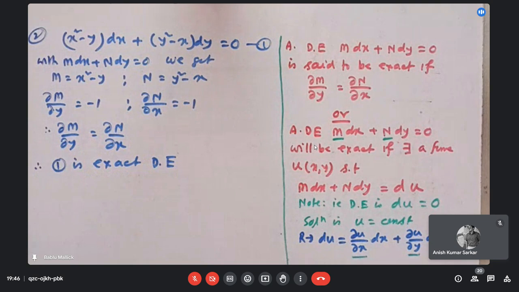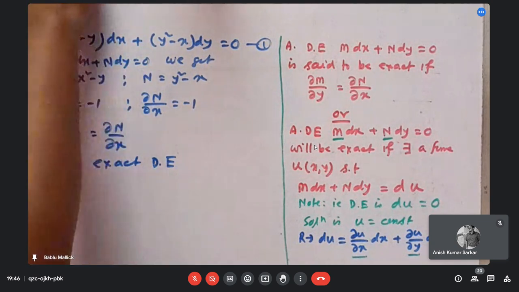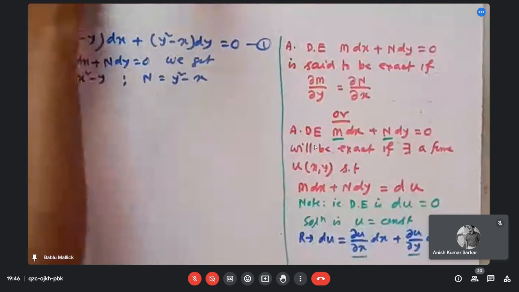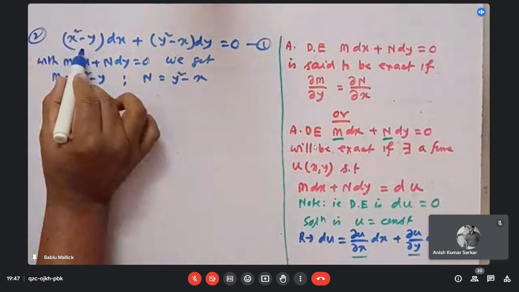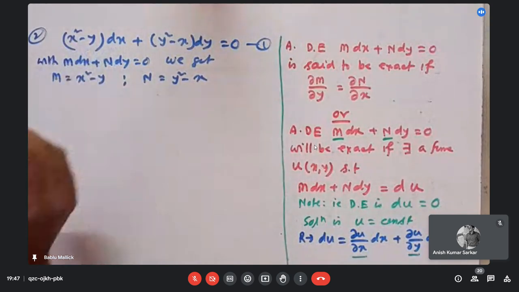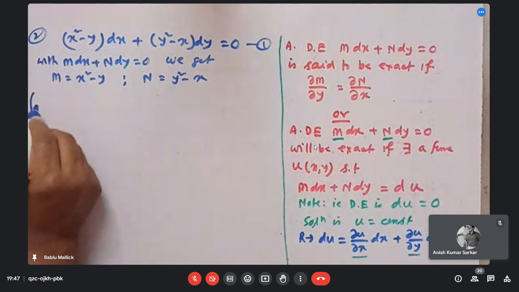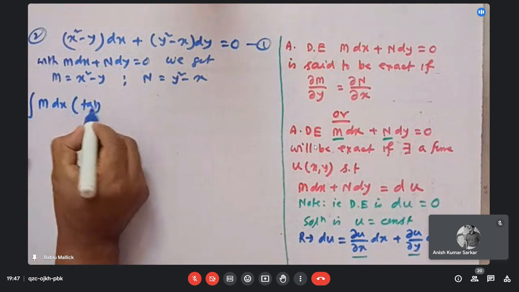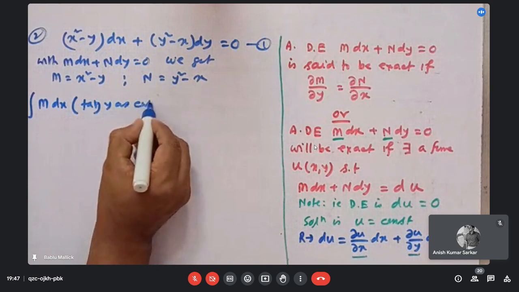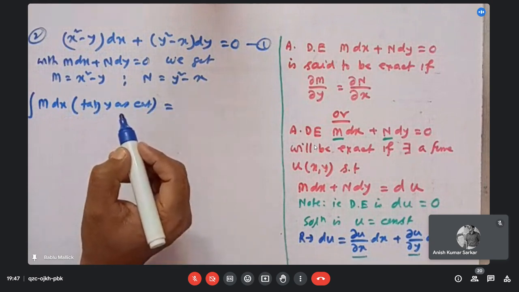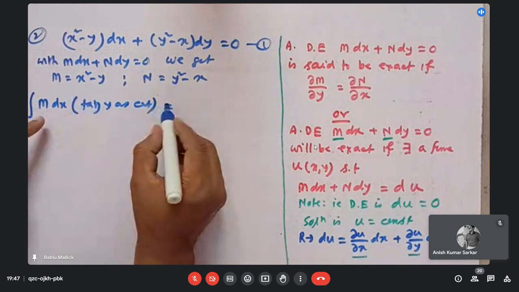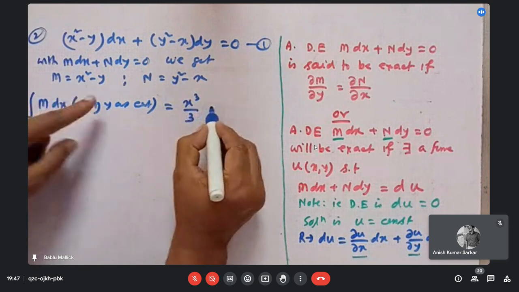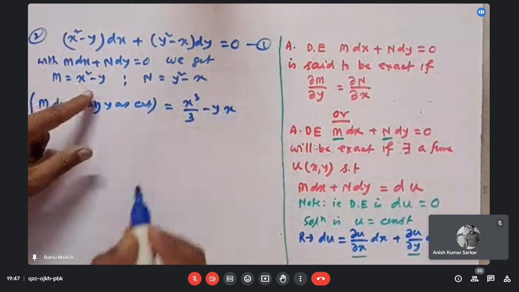Write, how can we solve it? So it is exact. In your college you have followed this method. Look, for m dx I shall integrate m with respect to x, taking y as constant. What are you getting? So y is constant here, so this integration is x cube by 3 minus y into x.